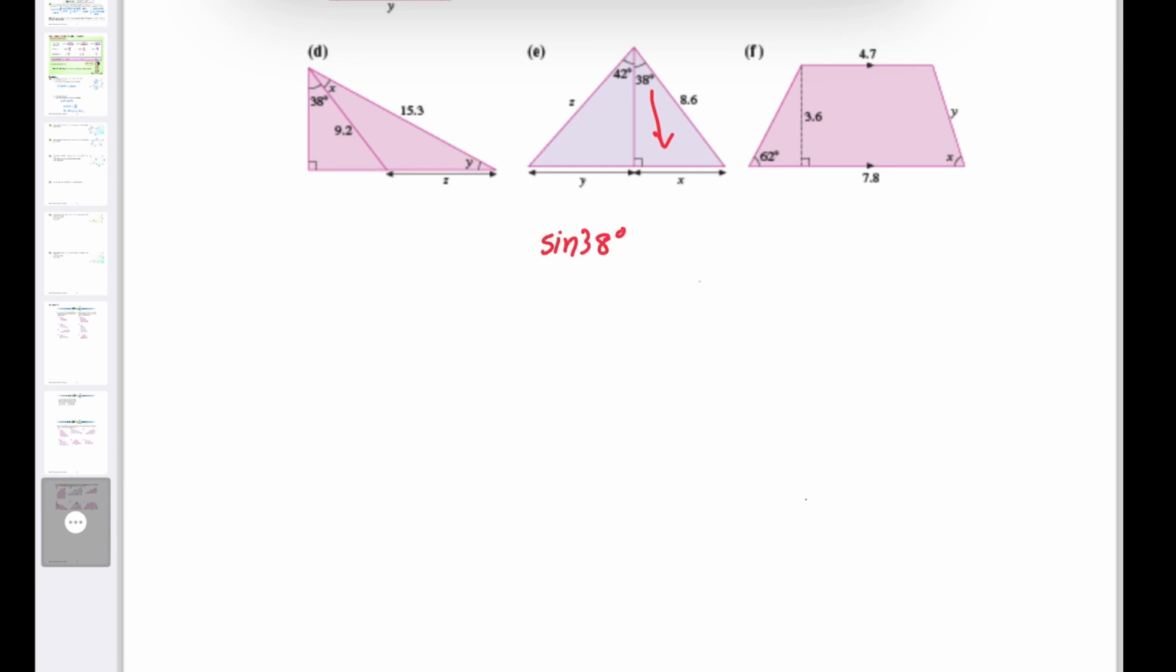So using that, sine 38 degrees equals x over 8.6, which means that x equals 8.6 times sine 38 degrees, and that is 5.2946 or 7, rounded, which is 5.29 to 3SF.